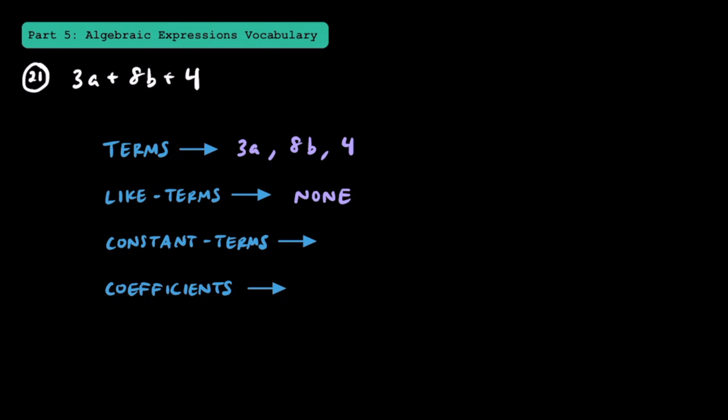These are all different types of terms. Our constant term here is just going to be 4. It's the only one without a variable. And our coefficients, the numbers in front of the variables, are the 3 and the 8. For this algebraic expression, there are a total of 3 terms.